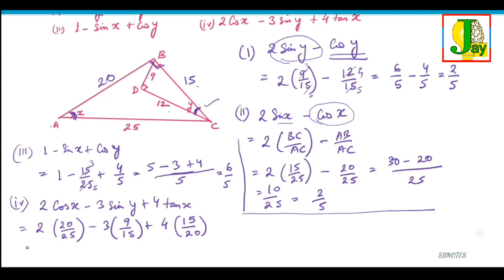Now solve it. You can cancel all this with 5. So 2 into 4, 8 by 5 minus 3 into 3, 9 by 5, plus 4 gets cancelled, right? So 3.